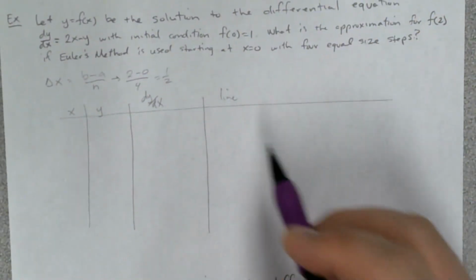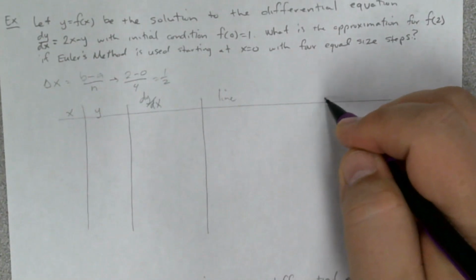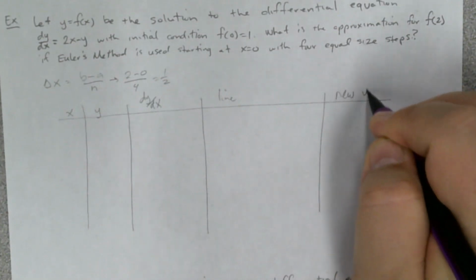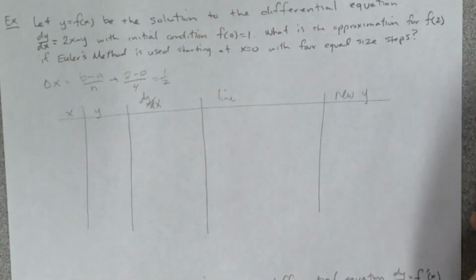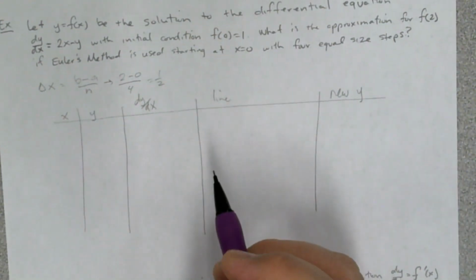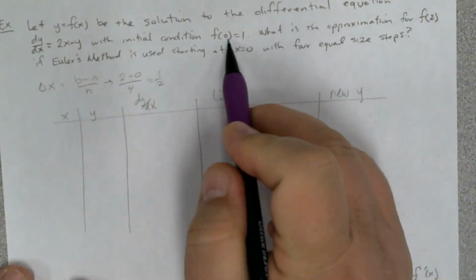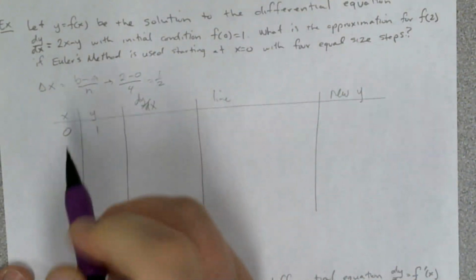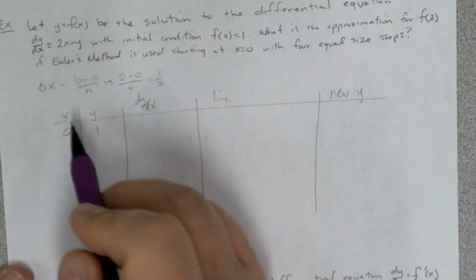So here's the line we're going to find. And then over here we need a new y value. And then we just repeat that process as we move along. So we're going to start at the point (0, 1). And we're going to change the x by 1/2 each time.